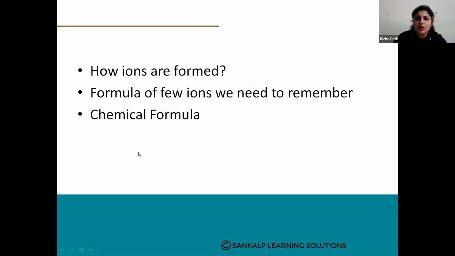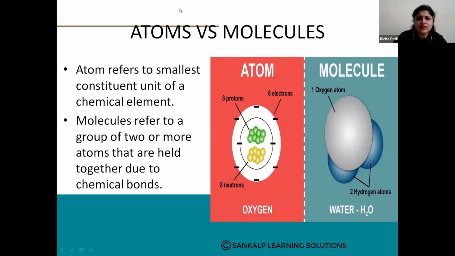We are going to see how ions are formed. What are ions? If you know how ions are formed, then you will be able to write the formula of some of the ions by knowing their charges. Charges are important, so you need to know the charges. If you remember the charges, then you will be able to write the chemical formula. So first, we'll start with atoms and molecules.